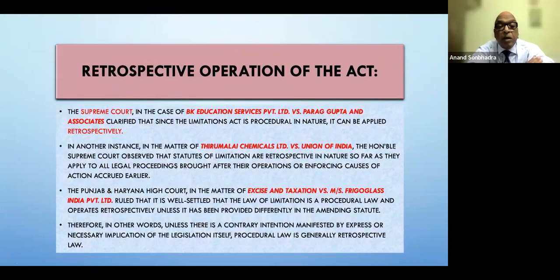The Honorable Punjab and Haryana High Court, in the matter of Excise and Taxation versus Frigo Glass India Private Limited, ruled that it is well settled that the law of limitation is a procedural law and operates retrospectively unless it has been provided differently in the amending statute. Therefore, we can infer that unless there is a contrary intention manifested by express or necessary implication in the legislation itself, procedural laws generally apply retrospectively.